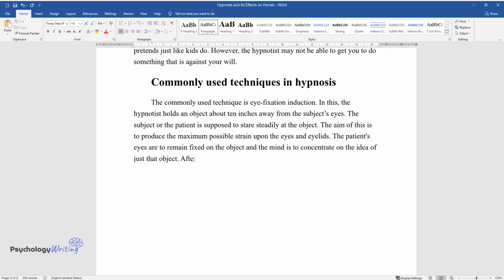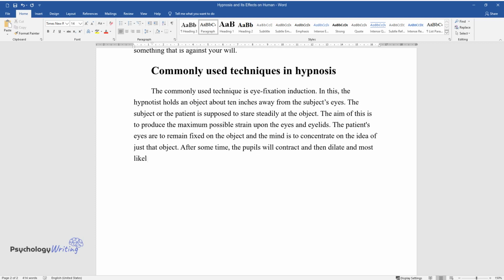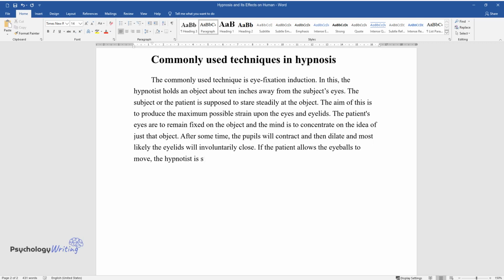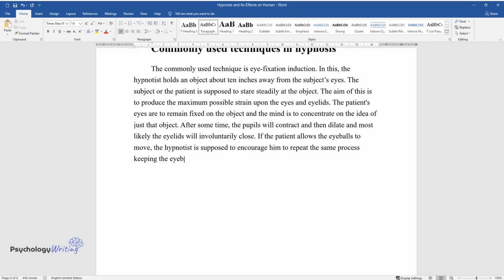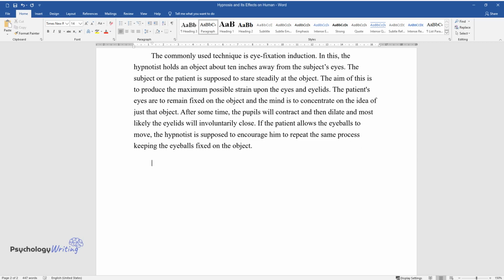After some time, the pupils will contract and then dilate and most likely the eyelids will involuntarily close. If the patient allows the eyeballs to move, the hypnotist is supposed to encourage him to repeat the same process, keeping the eyeballs fixed on the object.